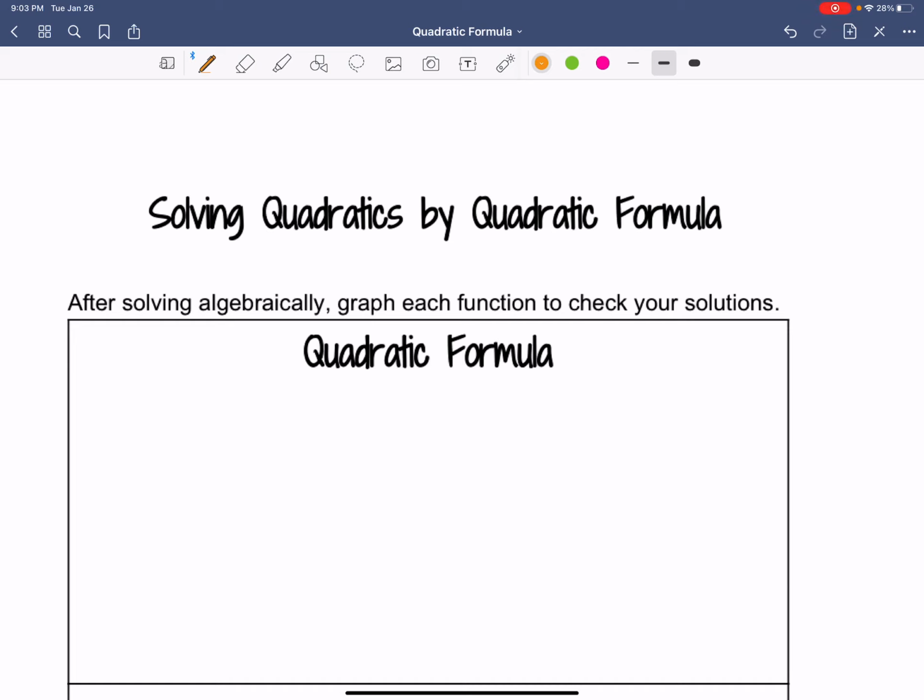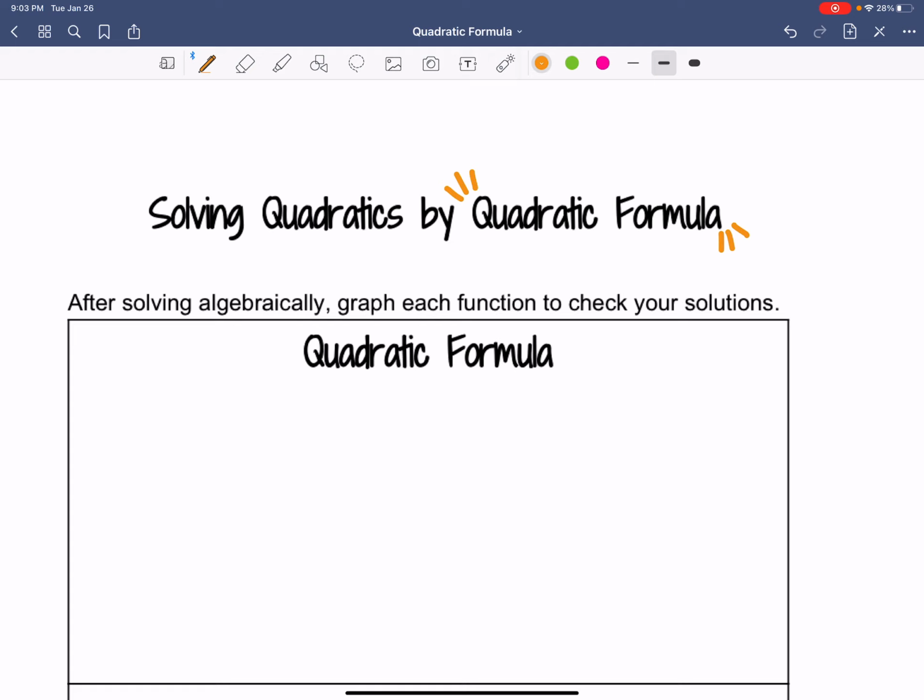In this video, we were talking about solving quadratics. This time we're using the quadratic formula. So probably the best thing about the quadratic formula is that it works for every single quadratic. As long as you can write that quadratic in standard form, the quadratic formula will work to solve it.